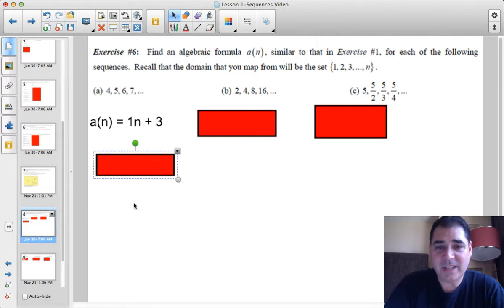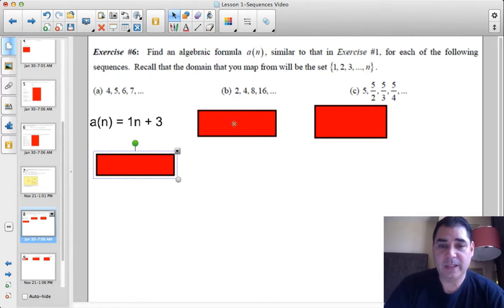Now let's take a look at the second one. Now this is not an arithmetic sequence. The sequence in A is called an arithmetic sequence. This is a geometric sequence. It's actually being multiplied by a certain number. So this formula is not going to be good. Now, I didn't mention this, but an arithmetic sequence is in the form of a linear equation. A geometric sequence is in the form of an exponential equation.